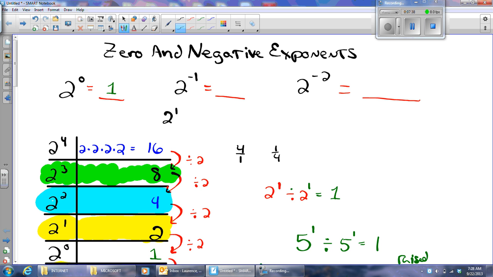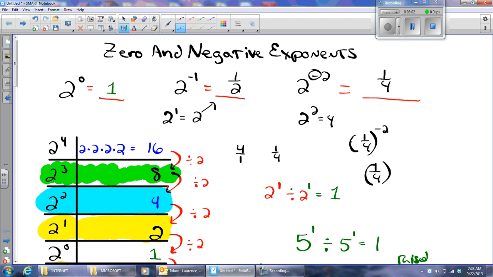So a negative exponent means you go ahead and evaluate. 2 to the first is 2, but then you use the reciprocal. 2 to the second, of course, is 4. Then there's a negative exponent, so I use the reciprocal, 1/4. Consequently, what would happen if I had 1/4 to the negative second? Well, 1/4 to the second would be 1/4 times 1/4, which would be 1/16, right? So the negative second would get me 16. I'd use the reciprocal of that one.